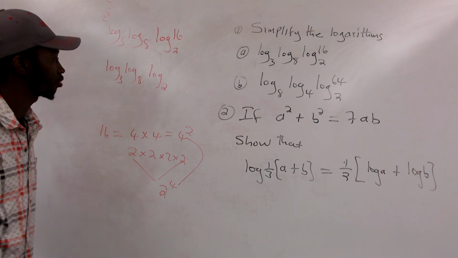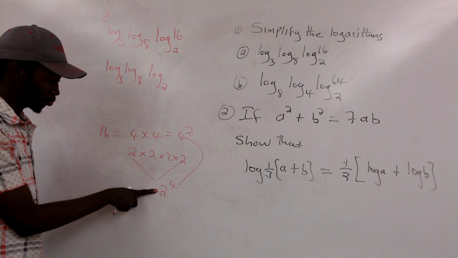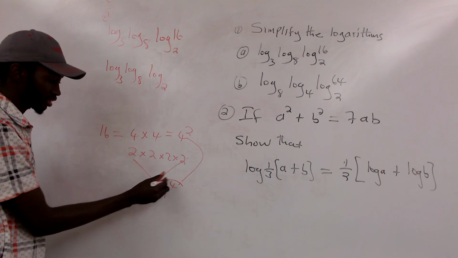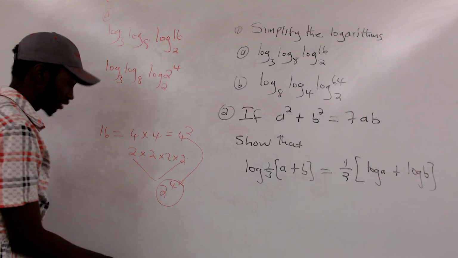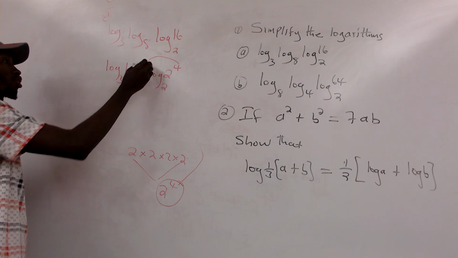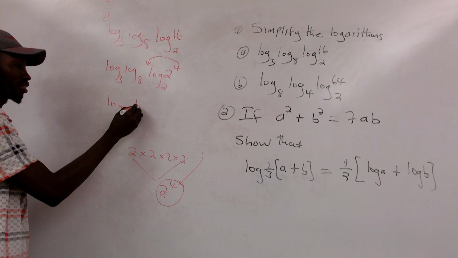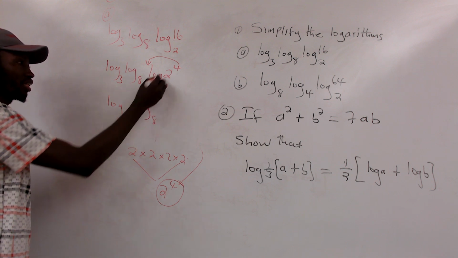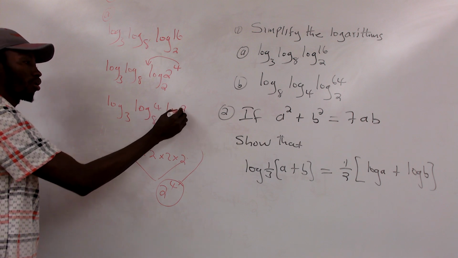But for this case, since the base given here is 2, we select 2 raised to the power 4. So choosing this value, which is 2 raised to the power 4, you see, if we move forward, this 4 we can move to the coefficient of this log, which will be written as log base 3, log base 8, and this remains as 4 log 2 base 2.